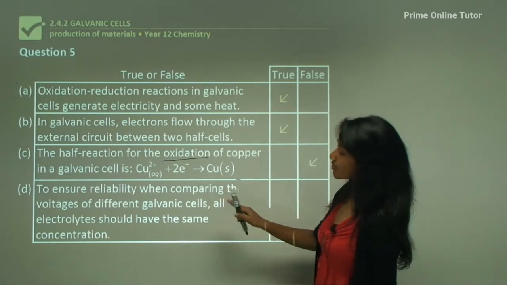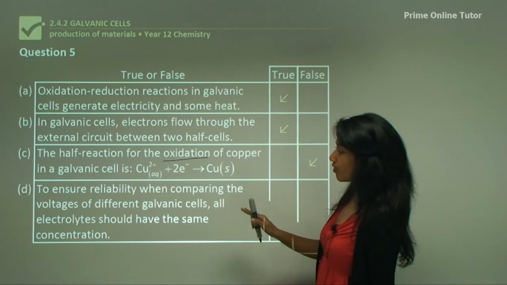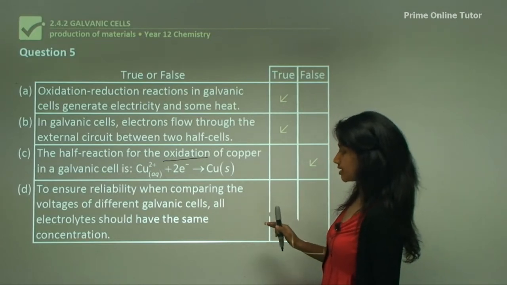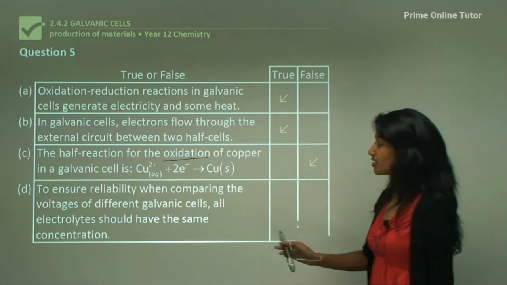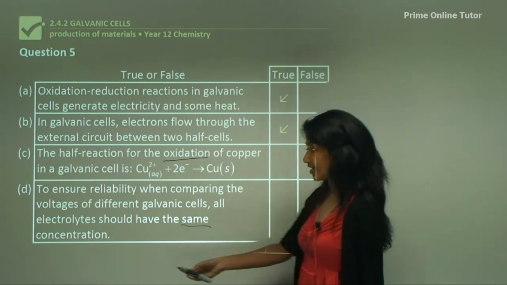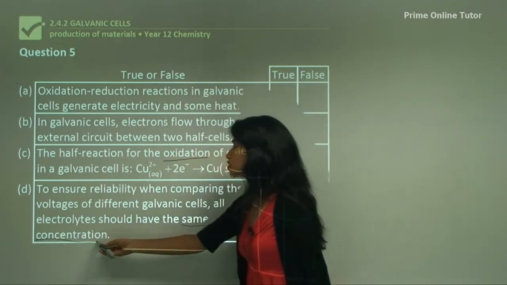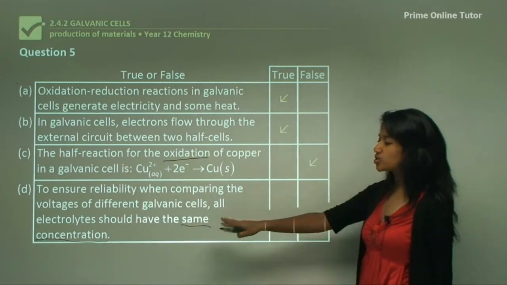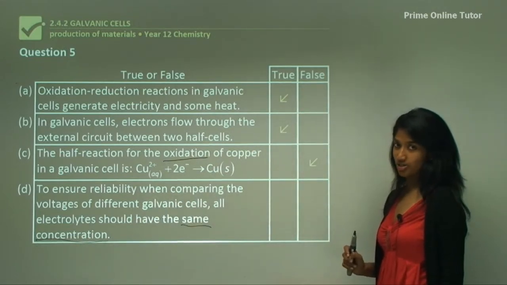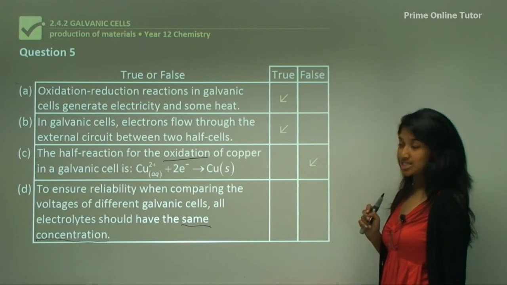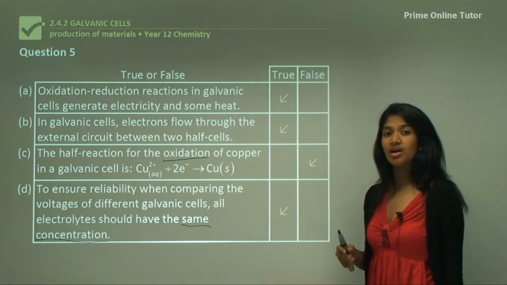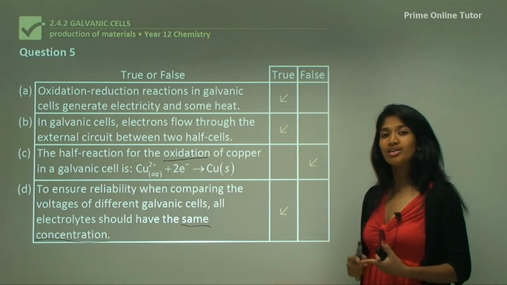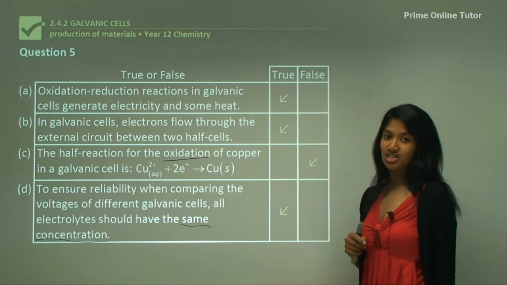D. To ensure reliability when comparing the voltage of different galvanic cells, all electrolytes should have the same concentration. Now this is a condition for galvanic cells, and to ensure reliability they should always have the same concentration. So therefore this is a true statement. Now in this section we covered the composition, the components, and also the reactions in a galvanic cell.